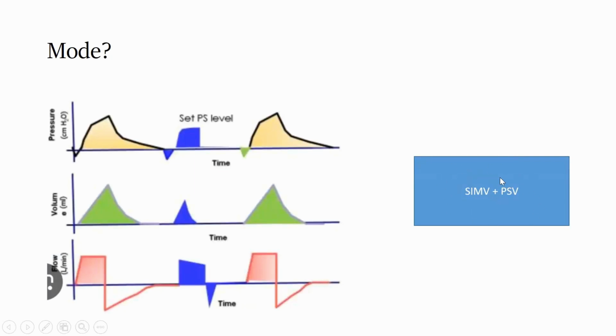So most of the machines currently use SIMV pressure support blended modes. The spontaneous breath that the patient is trying to take will be supported with a simple pressure to overcome the airway resistance. So that's where the tidal volume will be augmented.